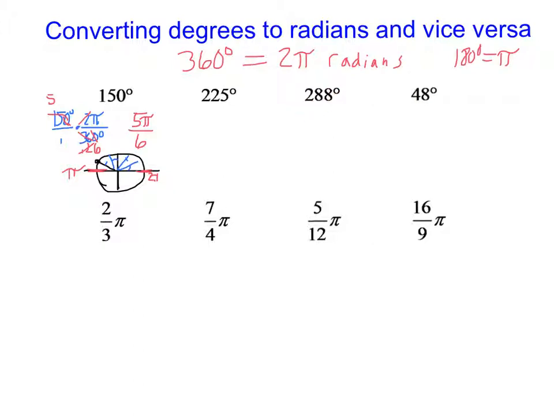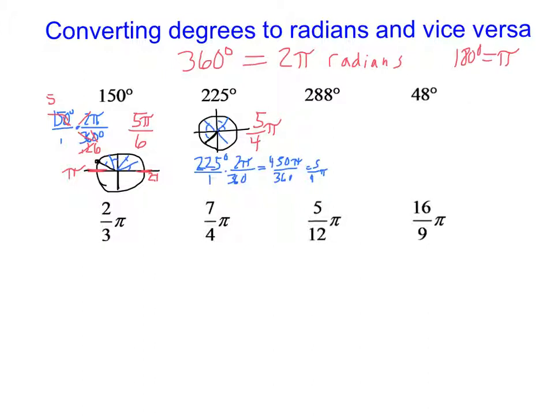So actually, let's do that with the 225. 225, I happen to know that that is 45 degrees past the 180. So what this is chopping into is we have 4 equal segments there for each 45, and I have gone a total of 5 of them. So that must be 5/4 pi radians. And the fraction work should give me the same thing.